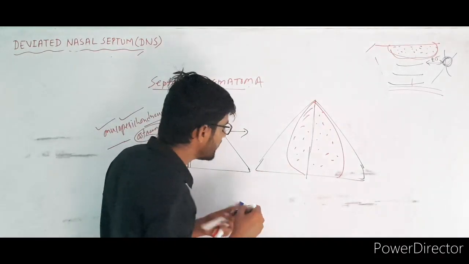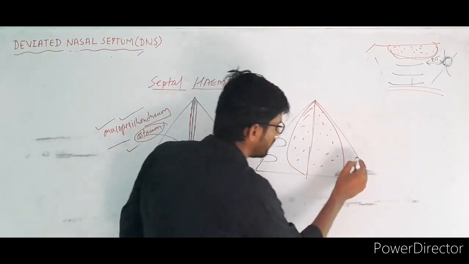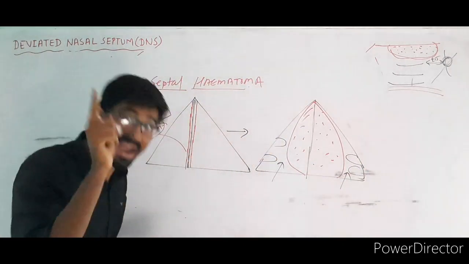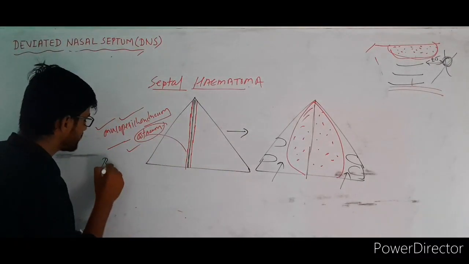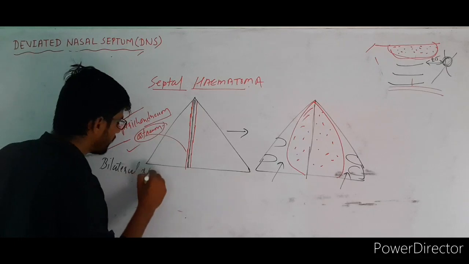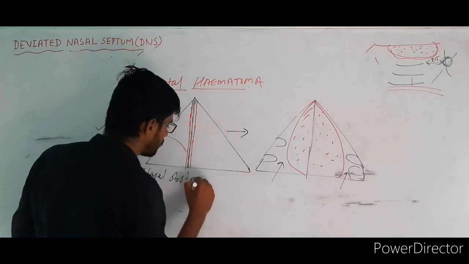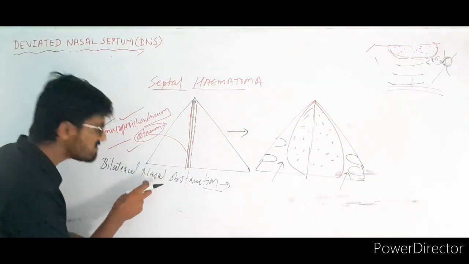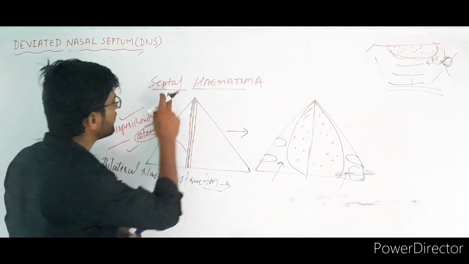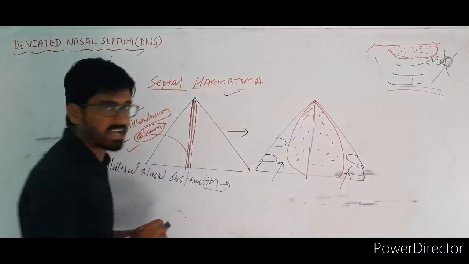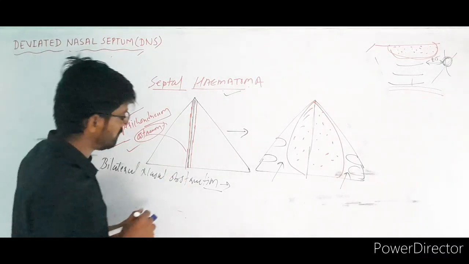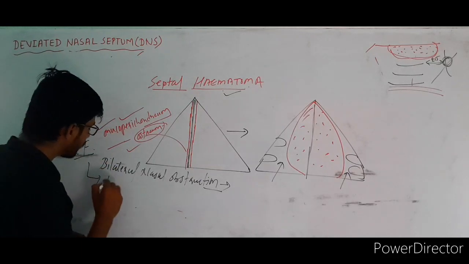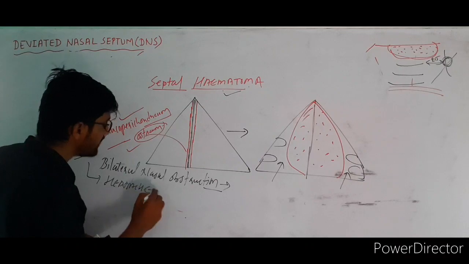Think, here is the medial turbinate and here the inferior turbinate. So what happens? Here is also obstruction and here is also obstruction. So bilateral nasal obstruction. This is very important. Patient will complain about bilateral nasal obstruction. It is the principal symptom in the case of septal hematoma, right? So these are the clinical features, or headache will be there, right? These things.